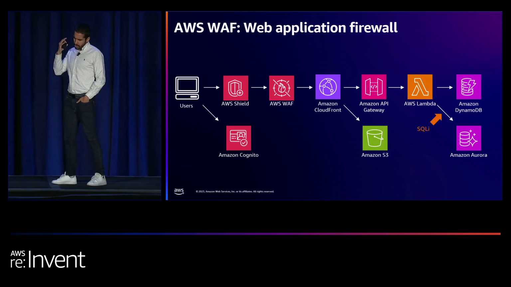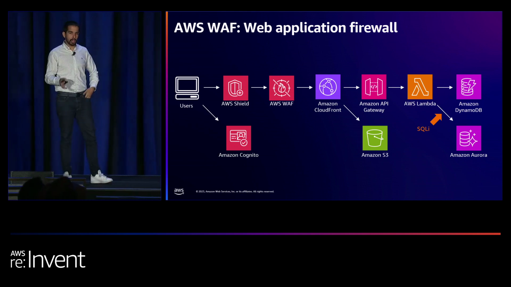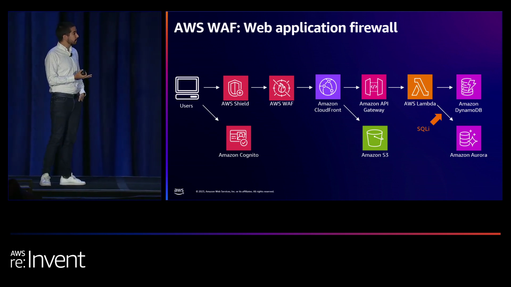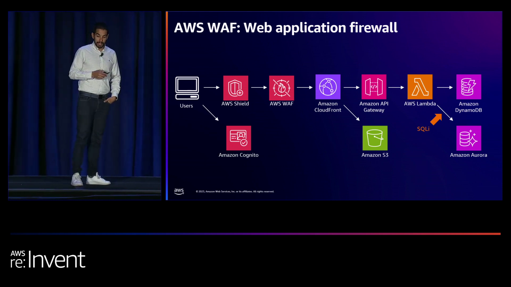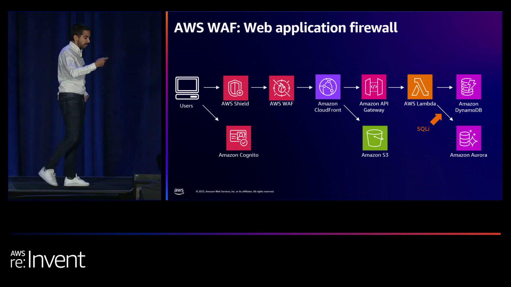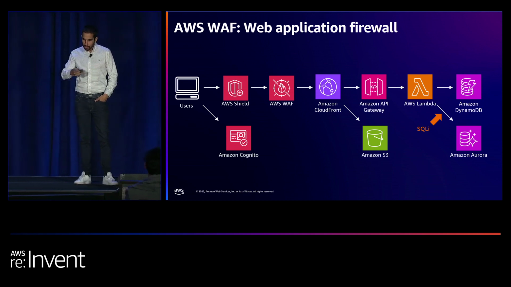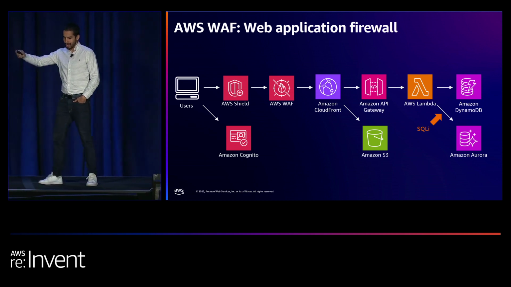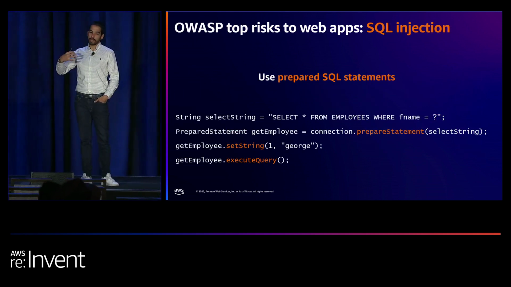But there is something else. What if that SQL injection attack is not coming from the outside? What if it's coming from the inside? This could be a mistake. It could be an intentional mistake, but it could happen. And so if we are running microservices, serverless microservices in Lambda, how can we prevent this attack from happening? Well, you're certainly not going to put a WAF in front of Lambda, after Lambda. But you can, and this is a best practice, use prepared SQL statements.